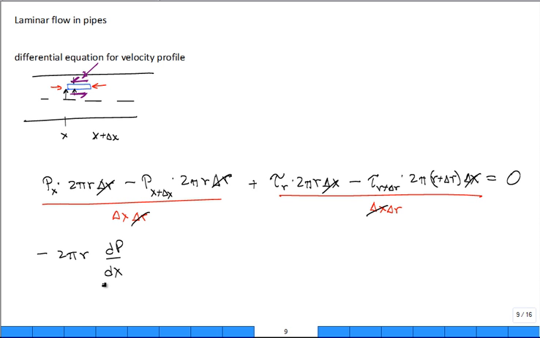Does that make sense on that one term? Why do I have the minus? Because I needed to put that like this. Right? And so I get that.